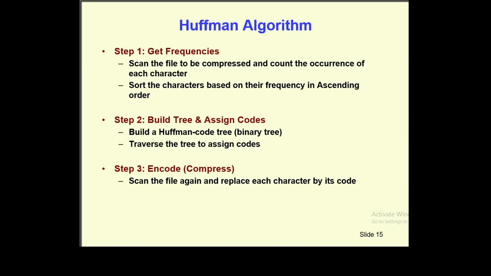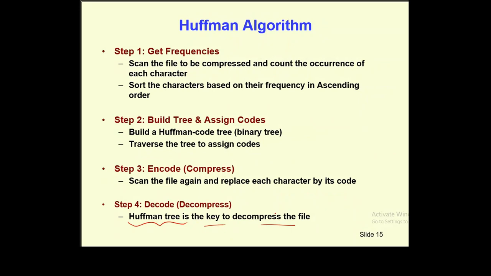So after creating a tree and assigning the codes, what is the next step? The next step is the encoding process, or the compression basically. We scan the original file again and replace each character by its code. That is the encoding process. And after encoding, when there is a requirement to decode, we perform the decoding operation, the decompression operation. So the Huffman tree is the key to decompress the file. I told you earlier that the encryption or decryption process requires some kind of key. Without the key, it is not possible for anyone to read that particular file. I have encoded a particular text or file and converted it into another, non-readable form, which can be read only with the help of a particular key. So in the case of the Huffman algorithm, this key is the Huffman tree.